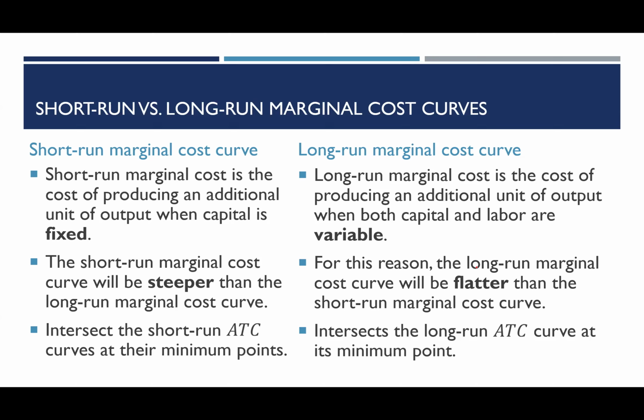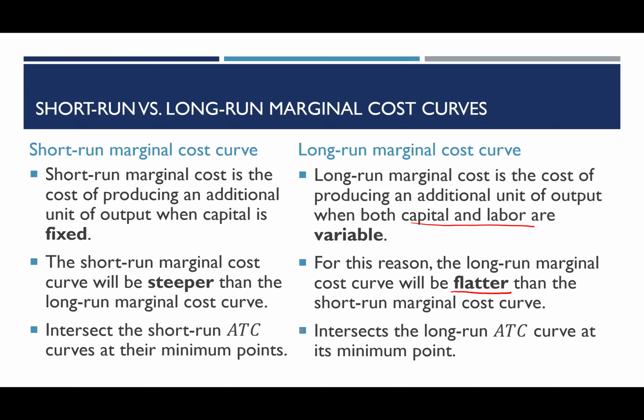Marginal cost curves, just like average total cost curves, average fixed cost curves, and average variable cost curves, are going to be lower in the long run. And that's again because of our capital assumption. Capital and labor are both variable, and so it's going to be easier for a firm to minimize their costs. This is going to translate to flatter marginal cost curves than we see in the short run.